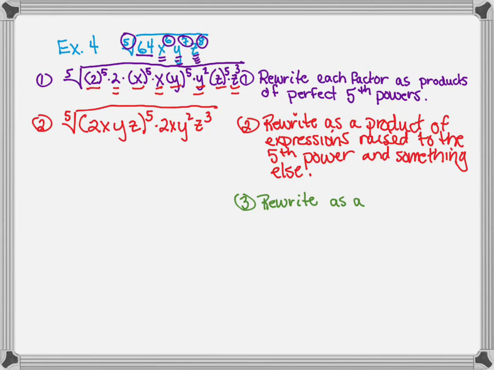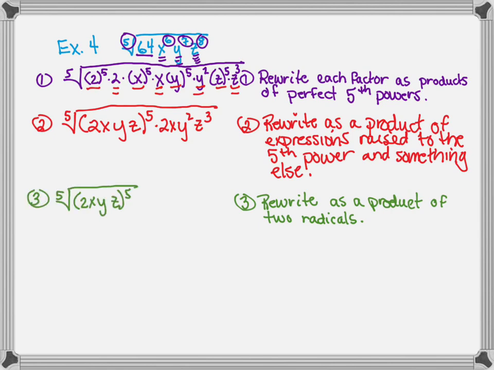And now we will rewrite as a product of two radicals. So I've got the fifth root of 2xyz, quantity raised to the 5th power, times the fifth root of 2xy squared z cubed.